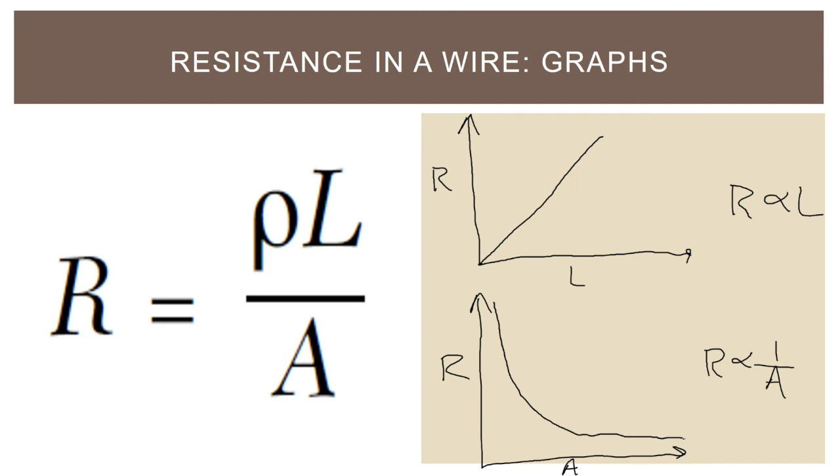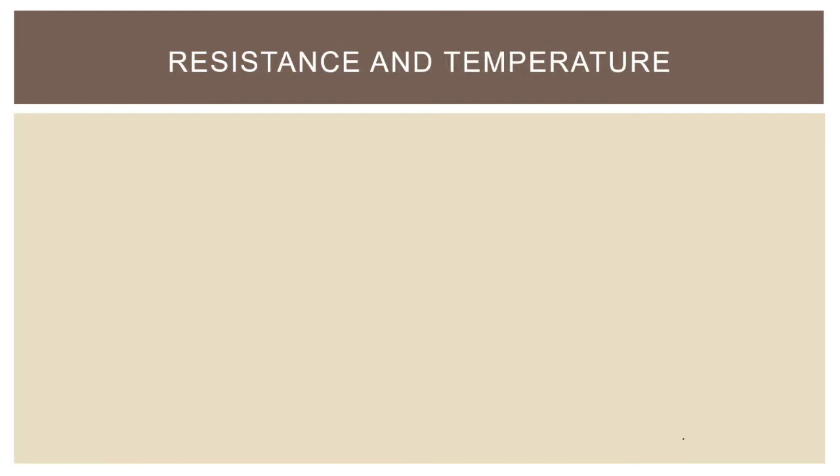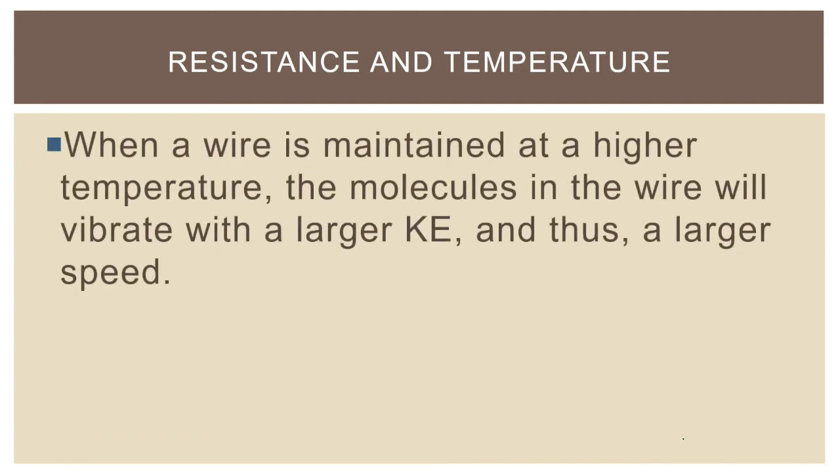All right, the last thing I want to discuss here in today's video very quickly is resistance and temperature. And we're just going to make a couple of quick notes about this. When a wire is maintained at a higher temperature, the molecules in the wire will vibrate with a larger kinetic energy and thus a larger speed. Remember, temperature is a measurement of the average kinetic energy of molecules. When something is hotter, all that means is the material has its molecules vibrating more.